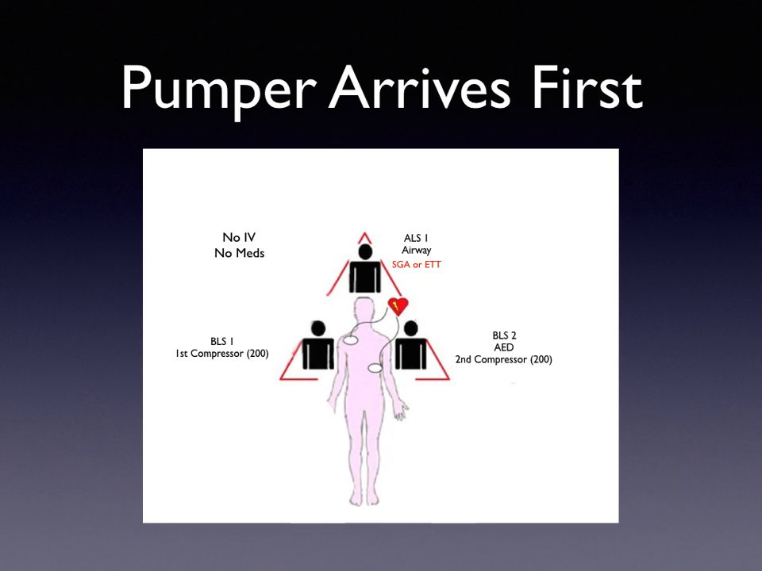So when the pumper arrives, we're going to focus on BLS care, go ahead and get compressions going, and let's prepare to defibrillate the patient. Once that defibrillation is accomplished, BLS-2 position will then start CPR. And so that's our second compressor. BLS-1 position has been doing CPR while we've been preparing to fire the defibrillator. Once the defibrillator fires, we're going to give that guy a break, and BLS-2 rescuer will start chest compressions.